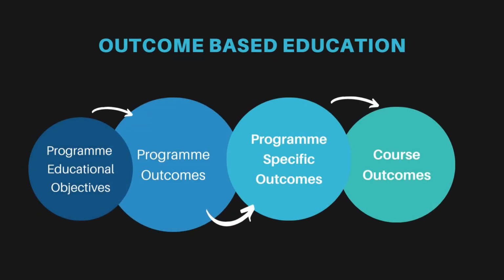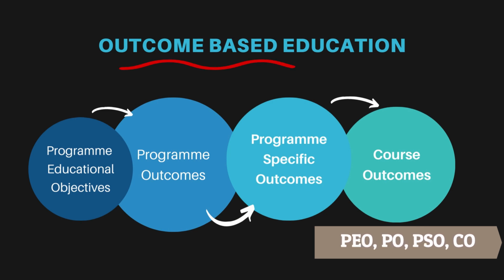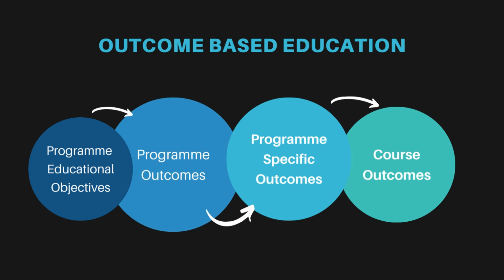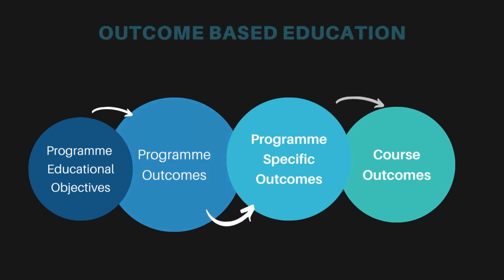The outcome-based education paradigm clearly articulates what students are expected to know and be able to do at the end of the academic programs. The program educational objectives are decided by individual institutions based on their mission and vision. The program outcomes are the generic outcomes for all students. The program specific outcomes can be decided at the institution or the university level, while the course outcomes are also decided at the university level for each paper, which we know is a course.